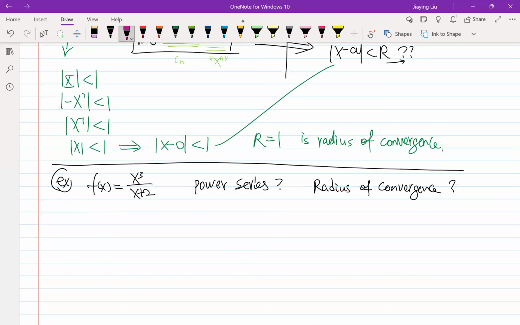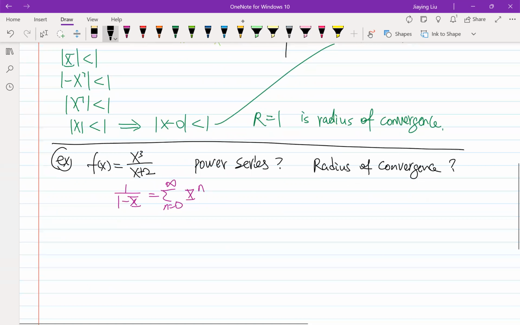So the trick we know is that if we have 1 over 1 minus capital X, then we know what the power series looks like. The question is, can we convert what we have into 1 over 1 minus X form? For this example, it is possible to do that.